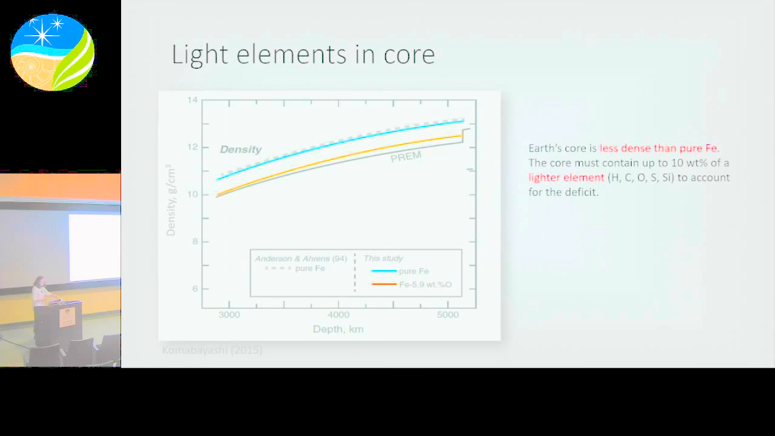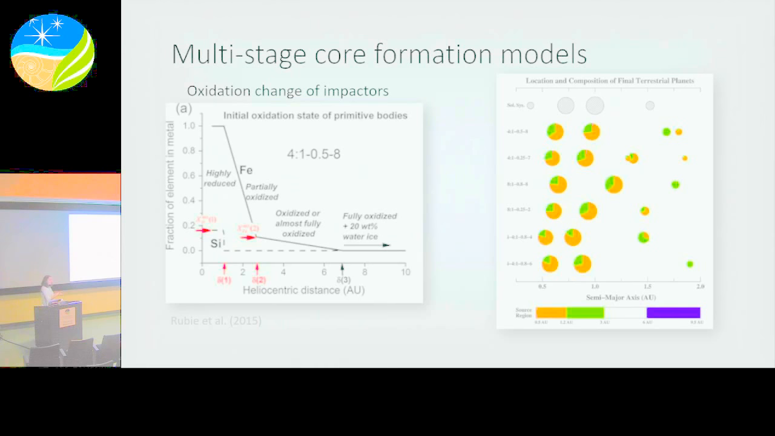Now, other models for core formation do more complicated equilibration models. They do multi-stage core formation, where we have the planet growing relatively gradually as it's accreting pre-differentiated objects. So this is sort of state of the art from Dave Rubie.